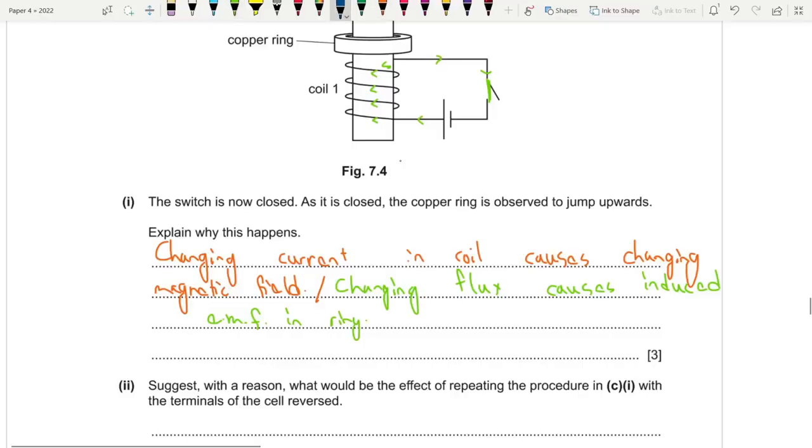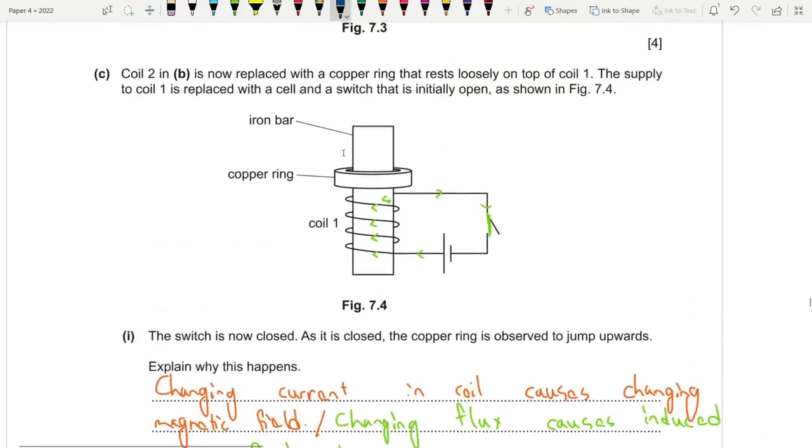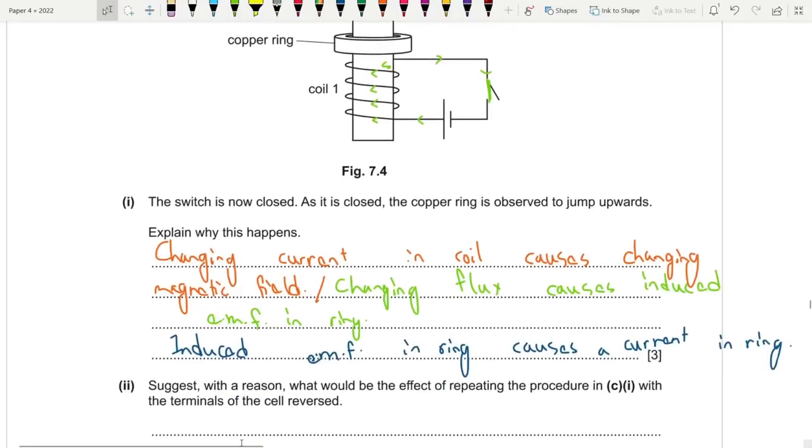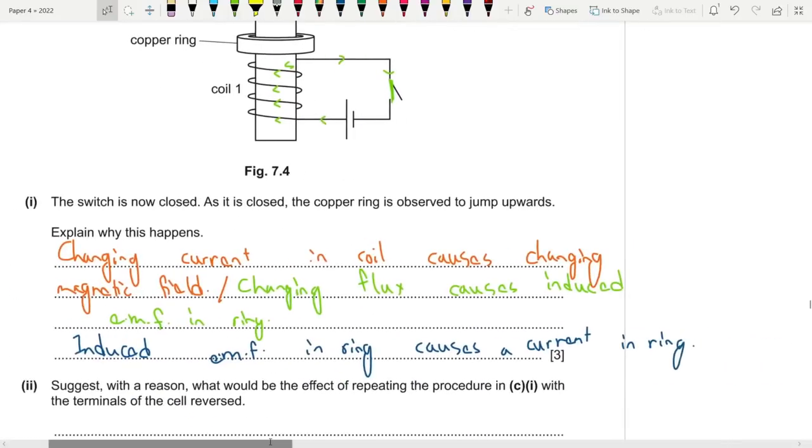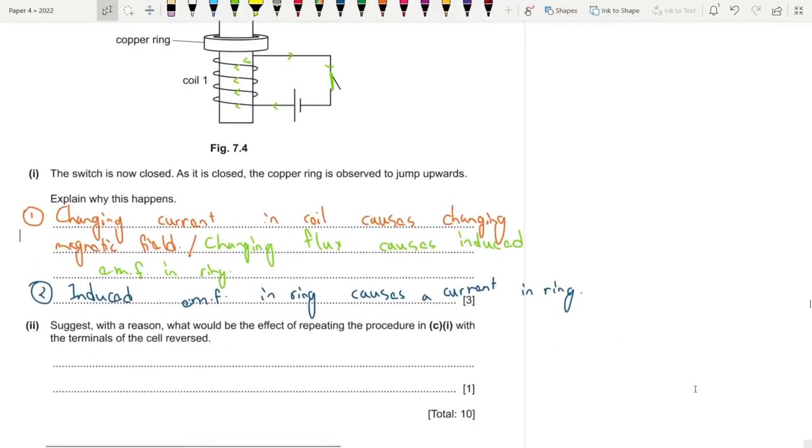So what does this induced EMF actually do? The induced EMF in ring causes a current in ring. So we know that with EMF induced, current will also be induced, and whenever there's current flowing, a magnetic field will be created. The magnetic field will be created in such a way as to oppose the initial change. So that's your second point. This was your first point. Now for the last point, what do we have to write to get 3 marks?